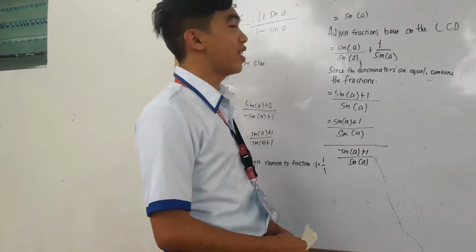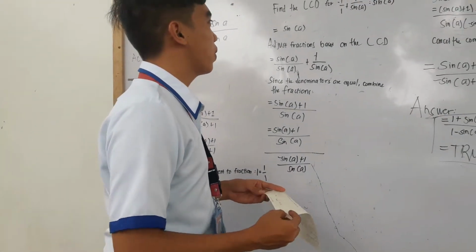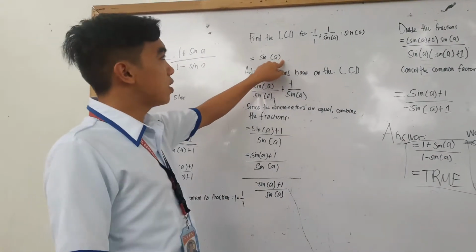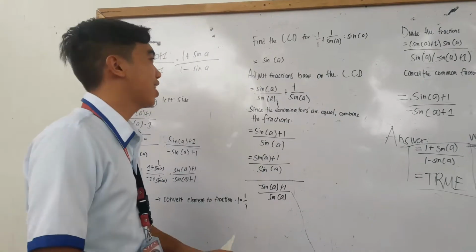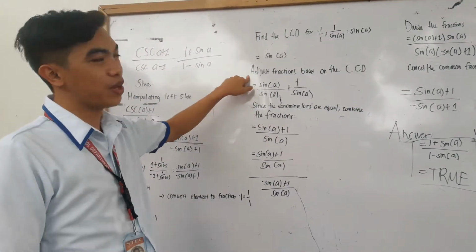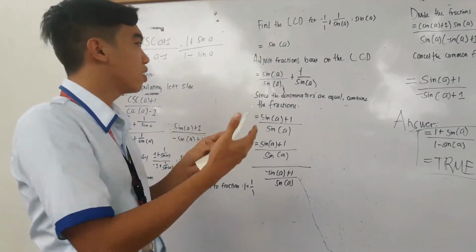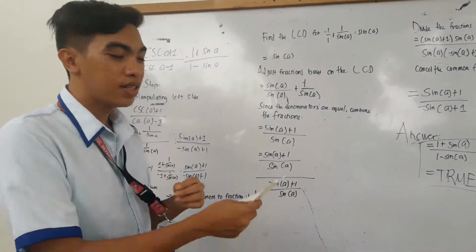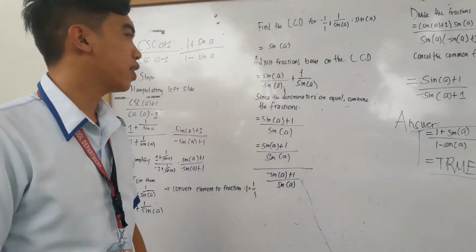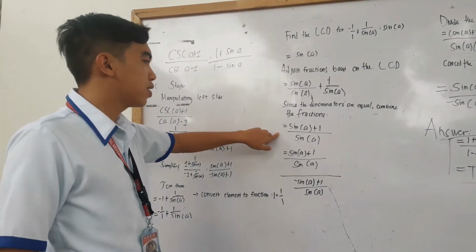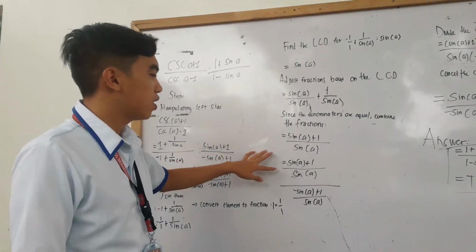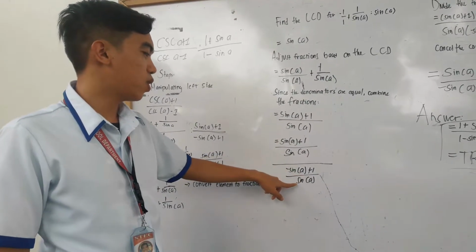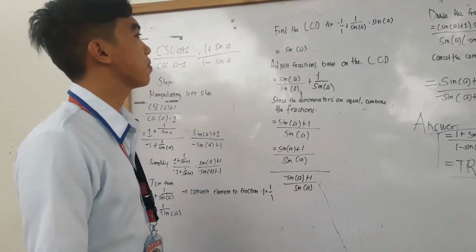The next step is to find the LCD for negative 1 over 1 plus 1 over sine a, which is sine a. Since the LCD is sine a, next is to adjust fractions based on the LCD, which would equate to sine a over sine a plus 1 over sine a. Since the denominators are equal, we combine the fractions into this. Sine a plus 1 over sine a equals sine a plus 1 over sine a over negative sine a plus 1 over sine a.